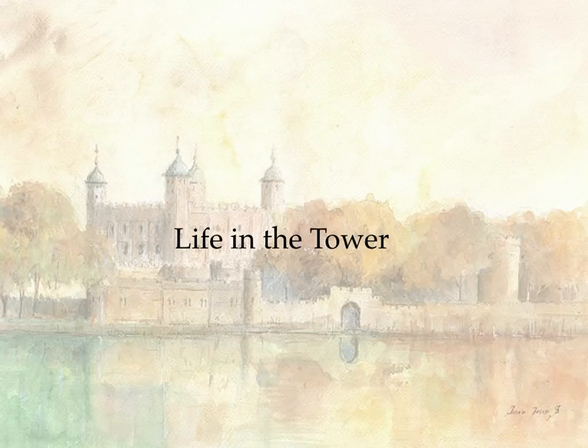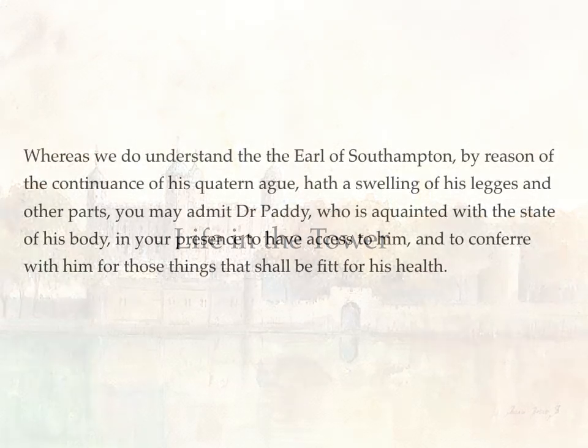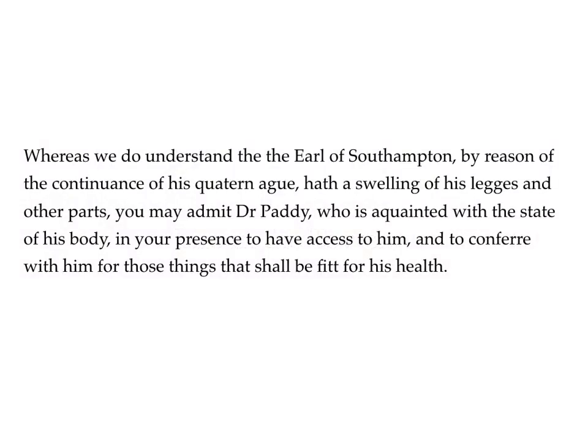On March the 22nd, 1601, the Privy Council wrote to Sir John Peyton, Lieutenant of the Tower, concerning Southampton's health. Whereas we do understand that the Earl of Southampton, by reason of the continuance of his quartern ague, hath a swelling of his legs and other parts, you may admit Dr. Paddy, who is acquainted with the state of his body, in your presence to have access to him, and to confer with him for those things that shall be fit for his health.